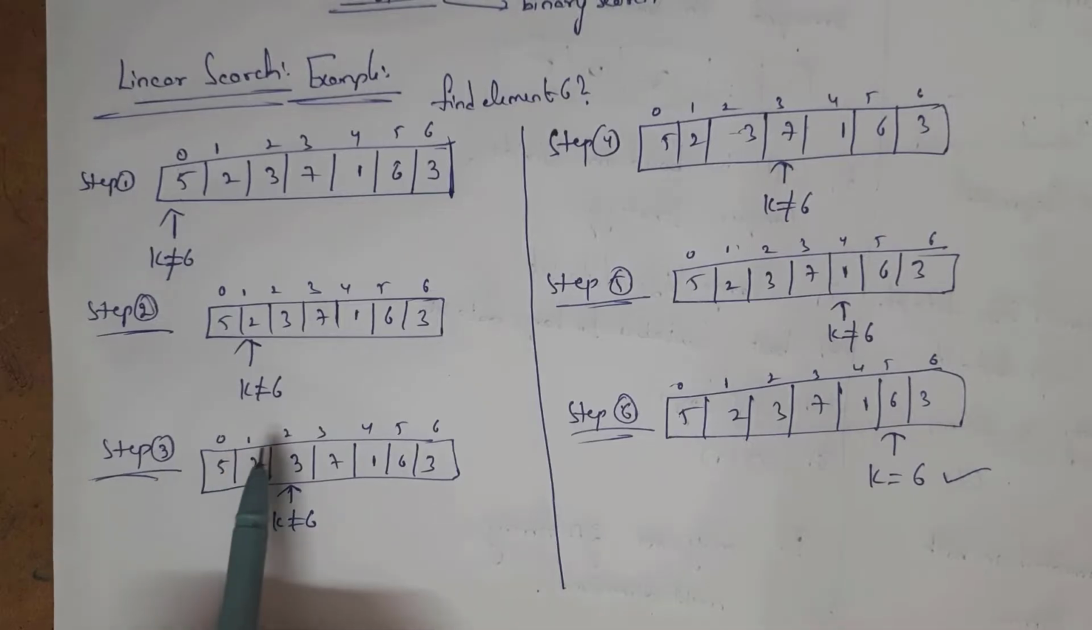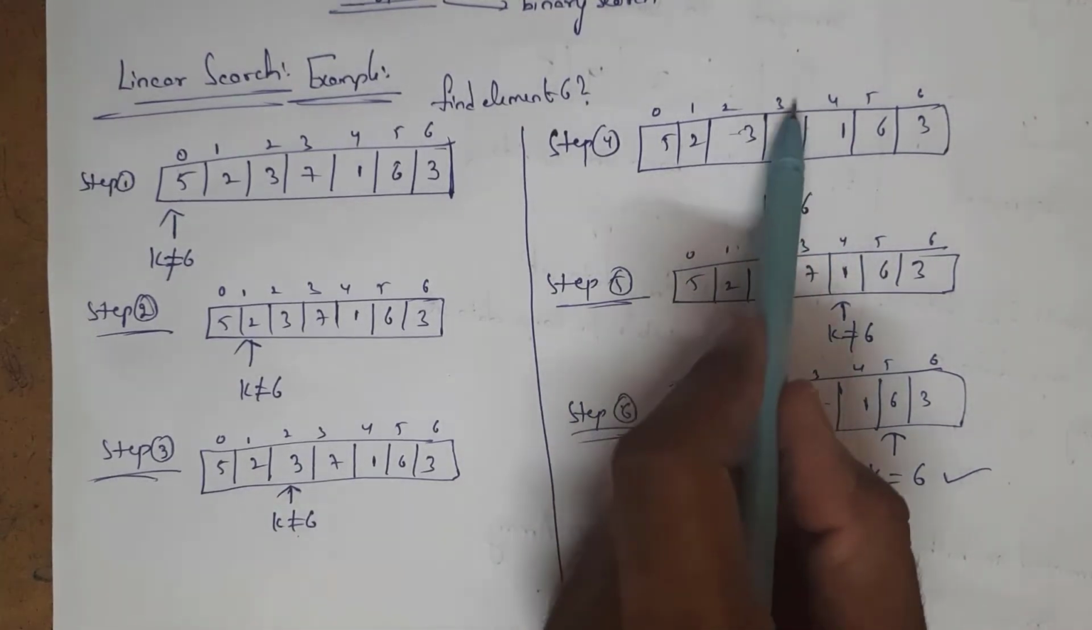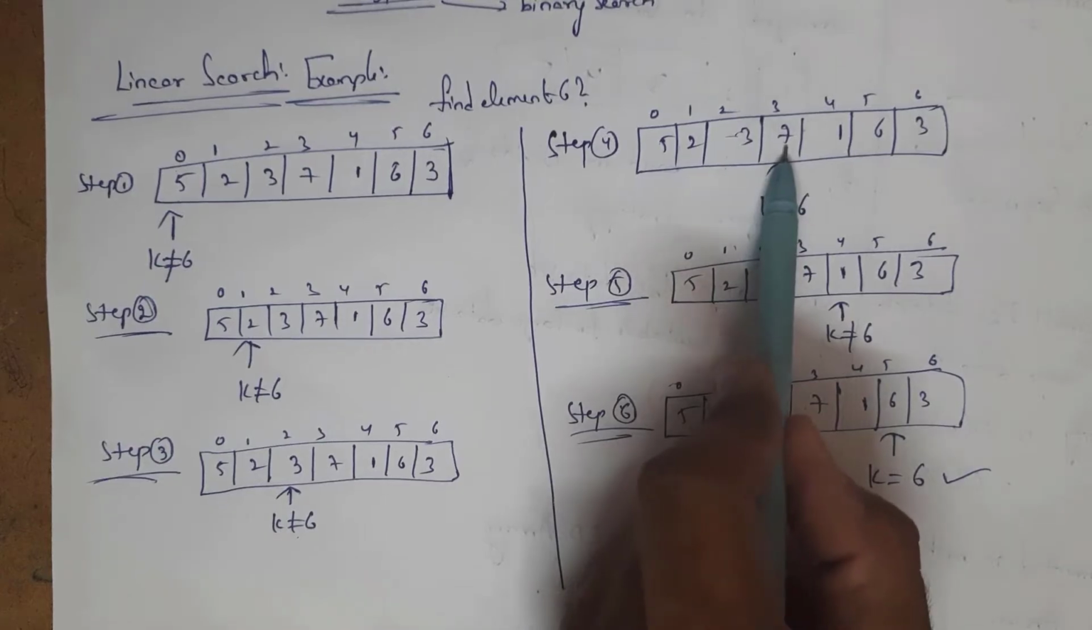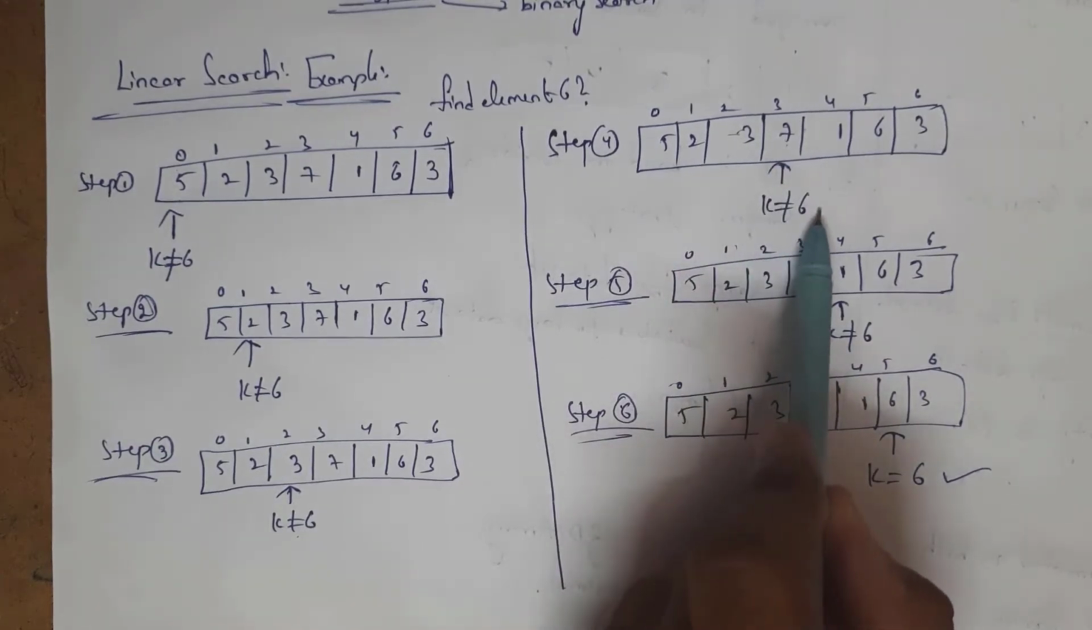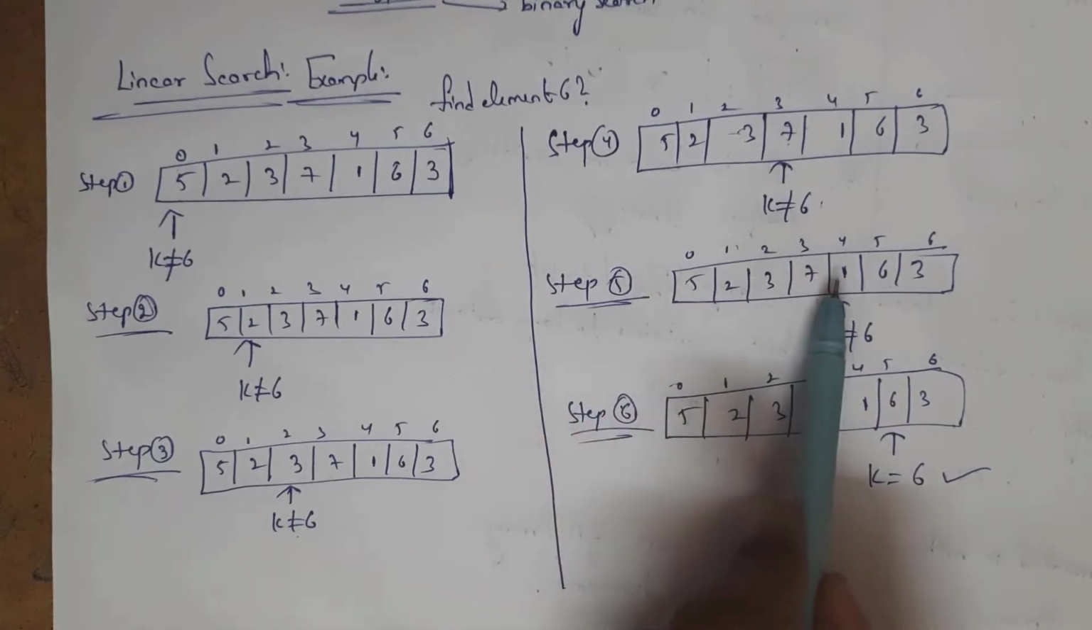In step 3, I placed cursor at index number 2. In index number 2, element is 3. Again 3 is not equal to 6. Again we need to move cursor one position forward. In next step, cursor is placed at index number 3. Element is 7. 7 is not equal to 6. So again we need to move cursor one position forward. In step 5, we place the cursor at index number 4. Element in index number 4 is 1.